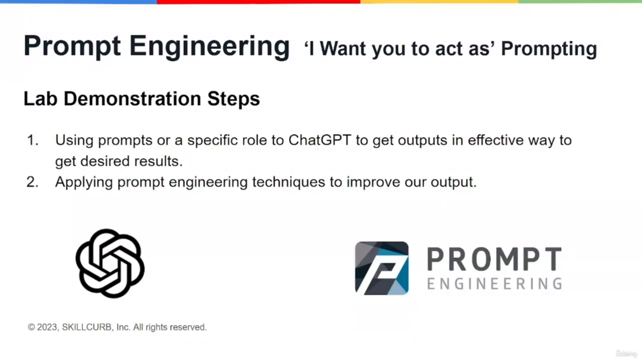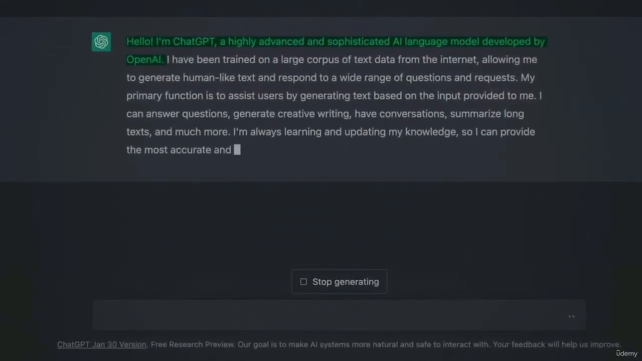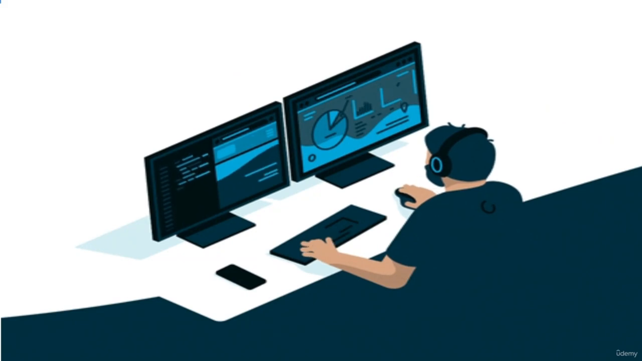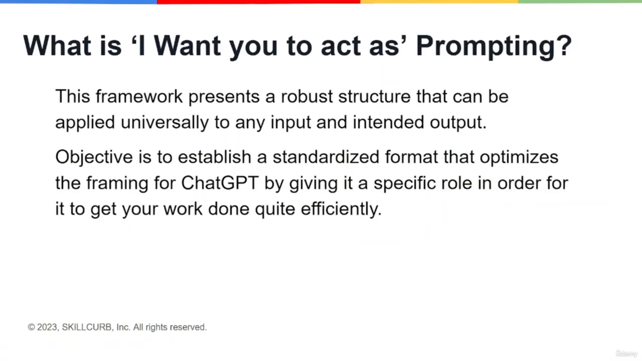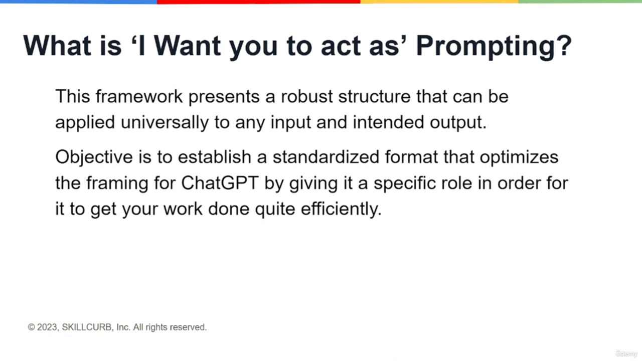So before starting this video, let me just demonstrate this lab. You'll be using prompts for a specific role with ChatGPT to get outputs in a very effective way to get desired results. And we'll also be applying prompt engineering techniques to improve our output. So before we move further, let's talk about what "I want you to act as" prompting basically is. This is a very unique name for this type of prompting, but don't worry, we'll find out what it actually is.